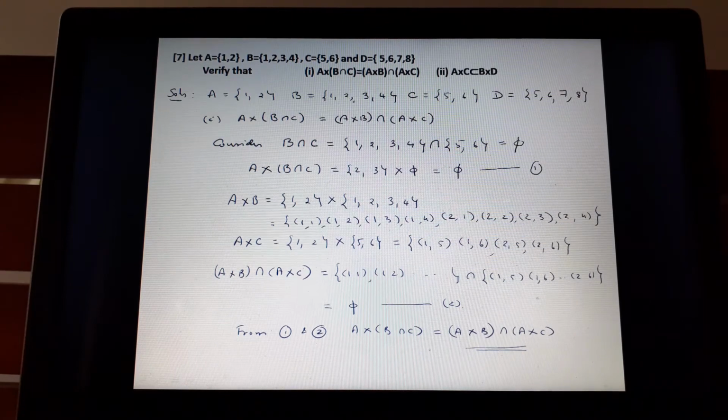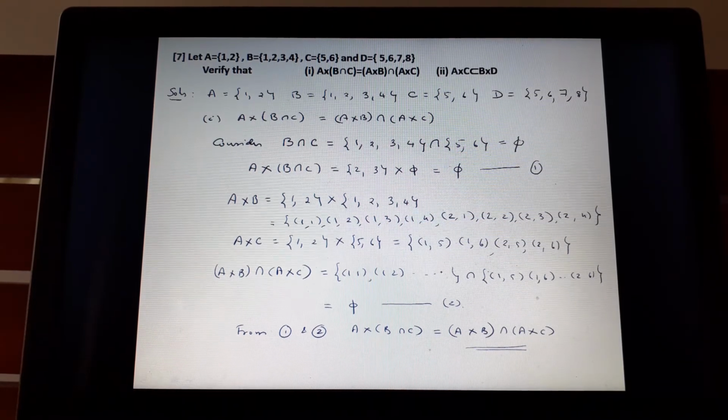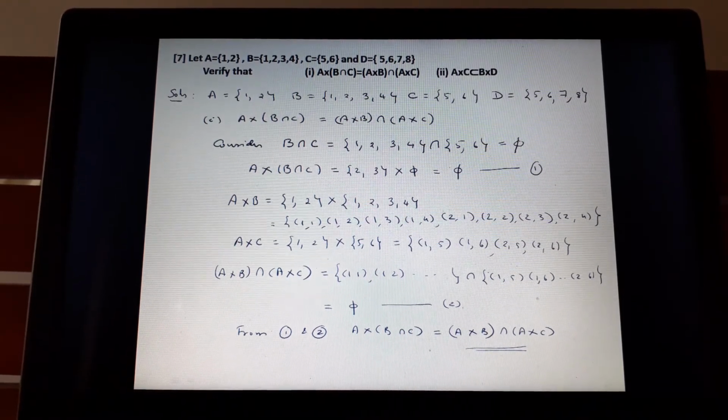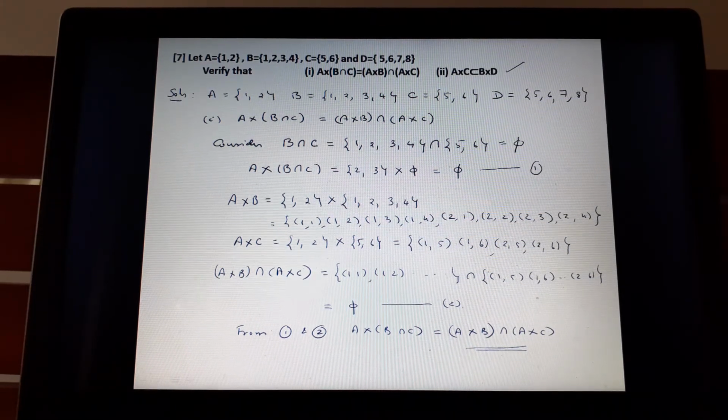And another thing is, for the sake of curiosity, you can also do this one. Unfortunately here we have got pi. Instead of that B and C, suppose you take some common element, say 4 here, then you can see that once again you will get both equal. Here you don't get empty set, here also you don't get empty set, but these two sets will be equal. That you can try. Second one is very simple. A cross C you can find, (1,5), (1,6) etc., and B cross D also you can find. Definitely A cross C is a subset of B cross D, that you can verify. So this you can do as a homework problem.